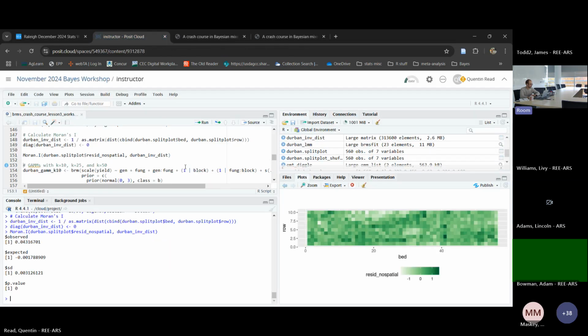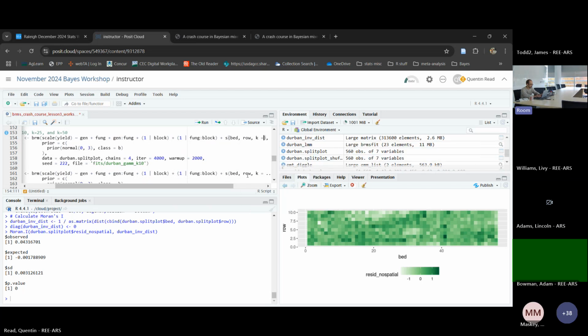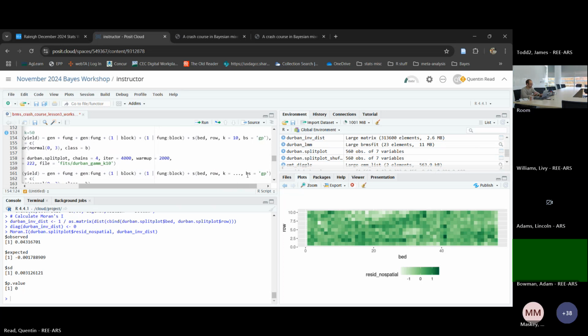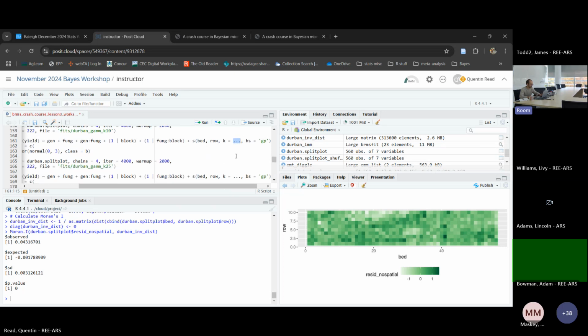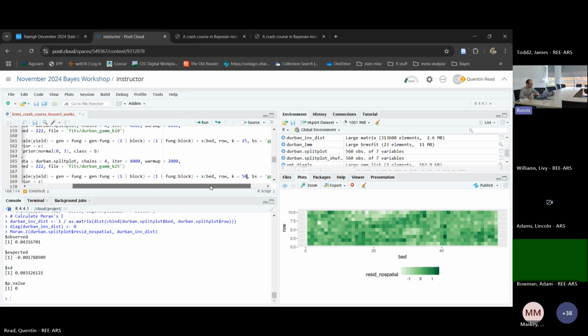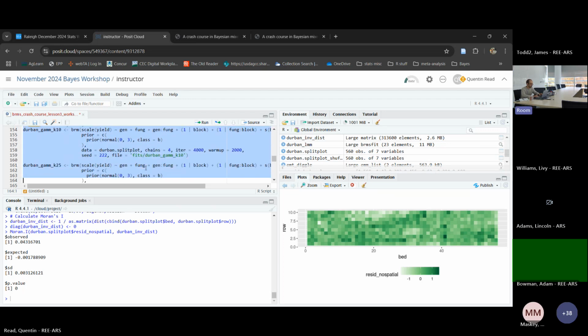We just have three models. So for this first one, you can fill in bed for the X coordinate, row for the Y coordinate, K equals 10, and the basis, BS, is in quotes "gp". The next model is all the same except K equals 25. So fill that in, and then we're also going to do K equals 50. That's it. And then we can just run all that in one go.